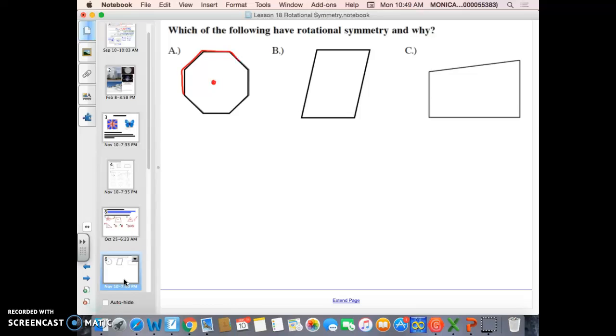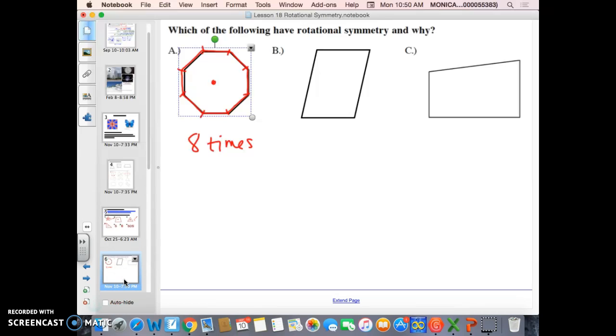So if I'm looking at this here, it does, it's going to rotate 1, 2, 3, 4, 5, 6, 7, 8 times, okay? So this has 8 times rotational symmetry. You can also count the points. 1, 2, 3, 4, 5, 6, 7, 8. And that'll tell you, yes, in fact, this is going to be able to rotate it 8 times.